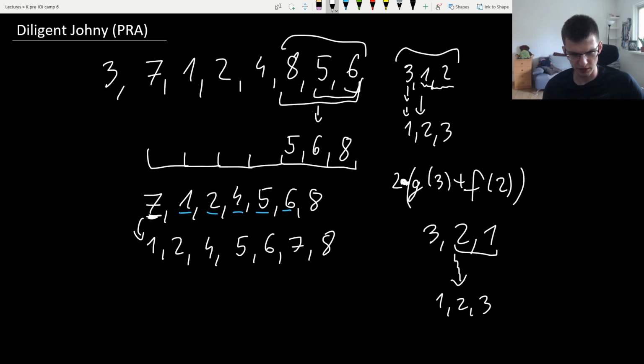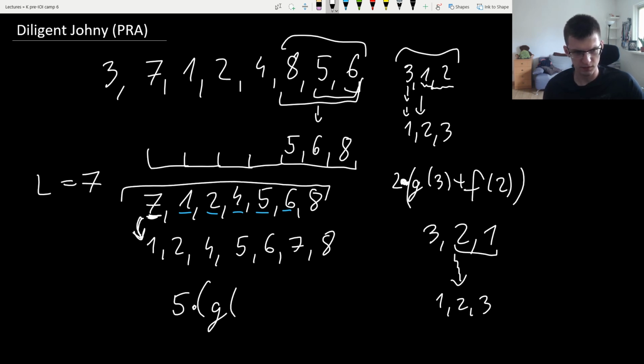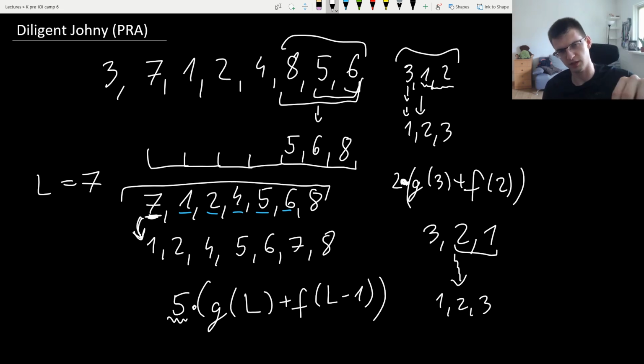And I claim that here the total cost needed for this transformation is 5 times g of, what is the length here, 1, 2, 3, 4, 5, 6, 7. The length of this thing is 7. g of L plus sorting the suffix of length L minus 1. And 5 is the number of things smaller than the first element, because this is how many times we move from this element to the next smaller one. Then we need to sort the suffix and to repeat.